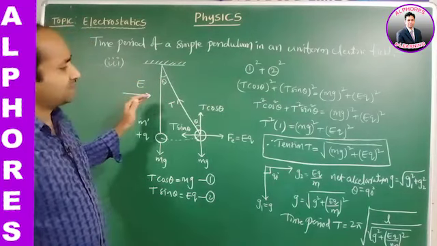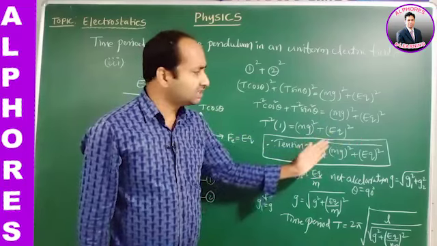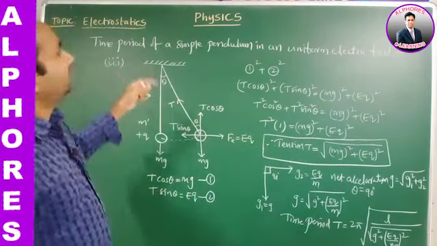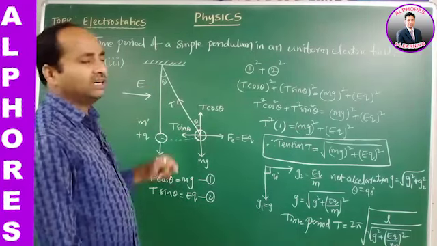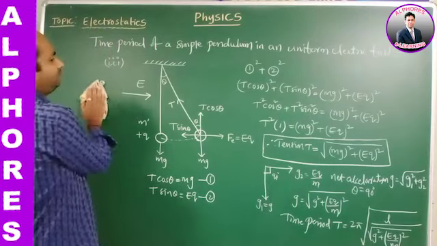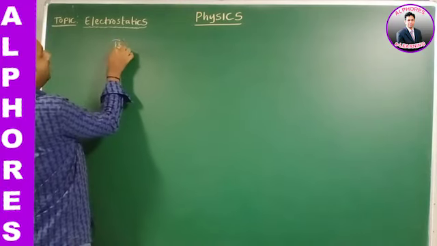And the expression for tension is T equal to the square root of mg squared plus Eq whole squared. Okay, this is about the time period of a simple pendulum in a uniform electric field. This is about the third case. Next one, torque acting upon a dipole.